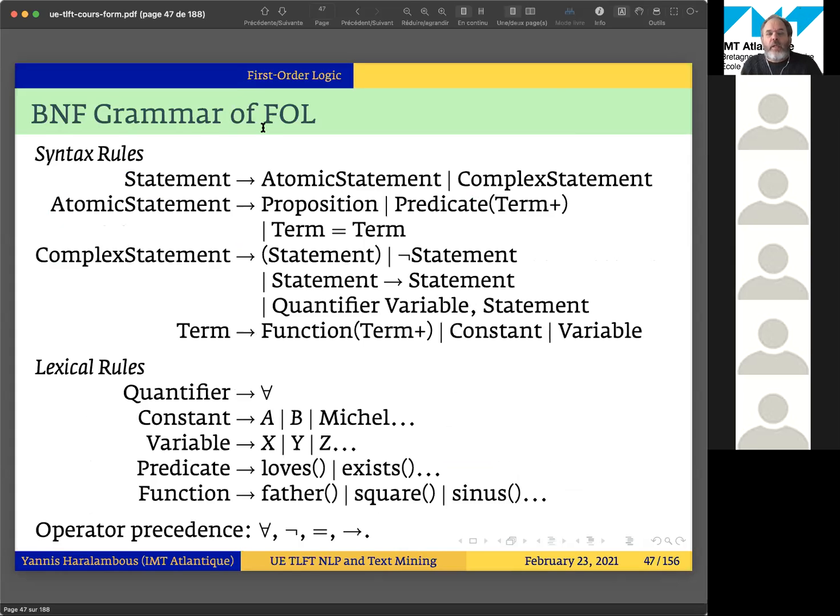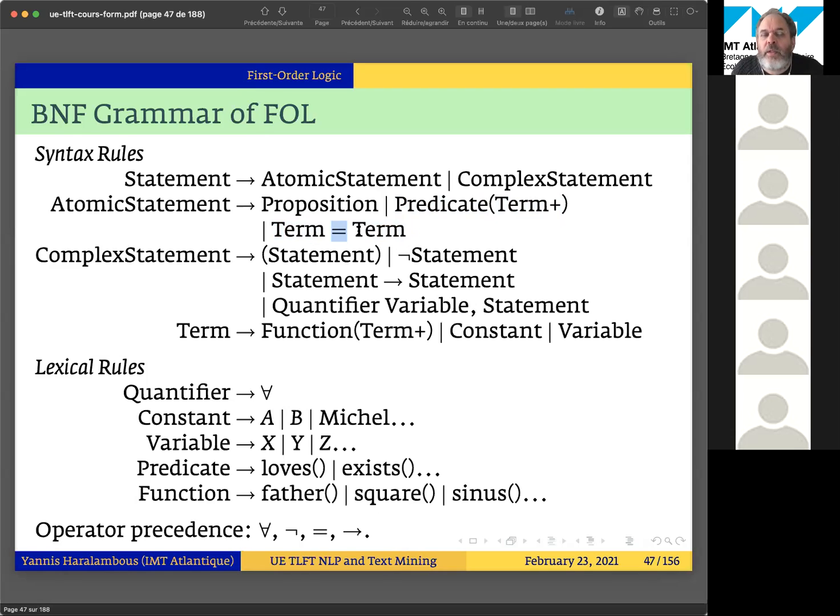Here you have the syntax rules of first order logic. The only thing to keep in mind is that predicates are always at top level and terms appear only as arguments of predicates. Or, as a special case, you can have term equals term. So equals is a kind of predicate, but a very specific one.